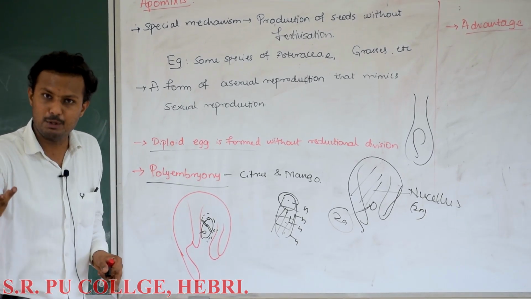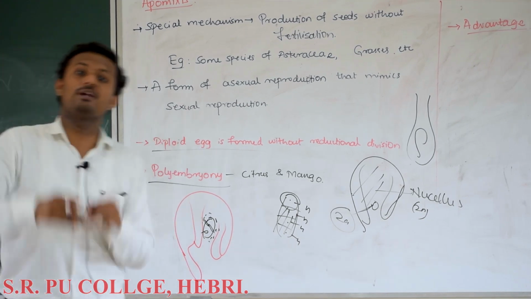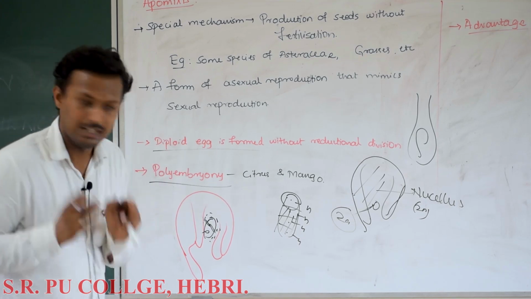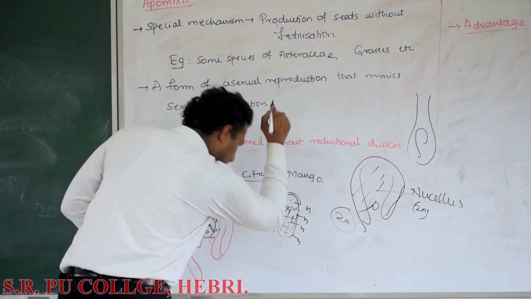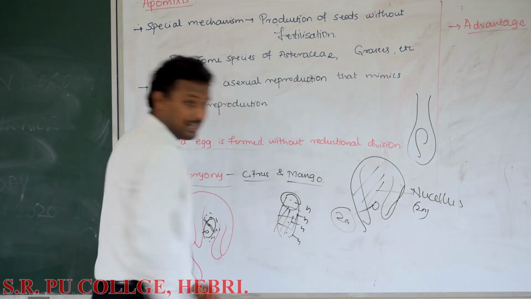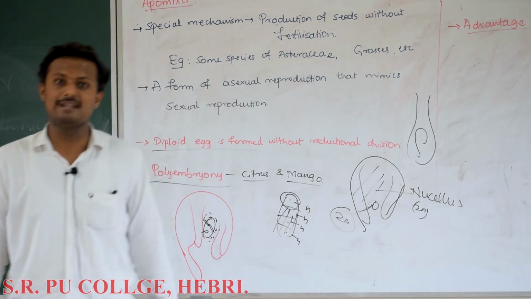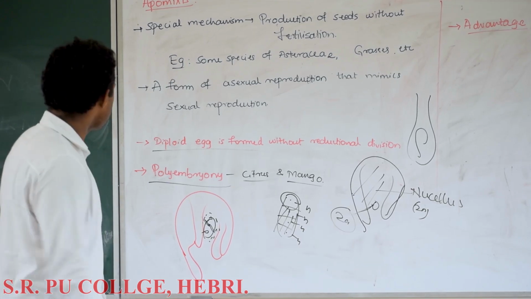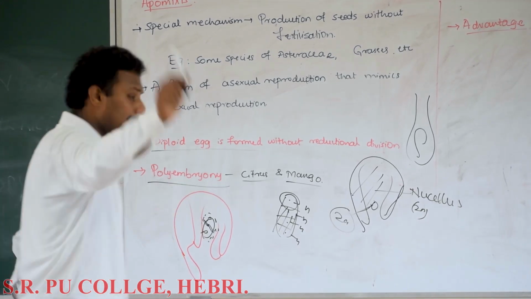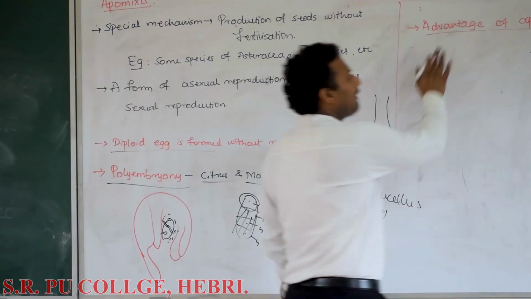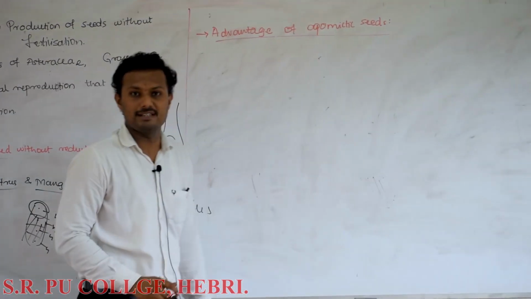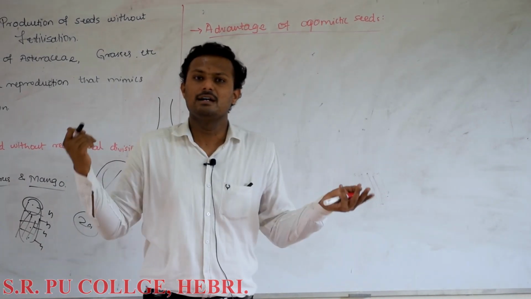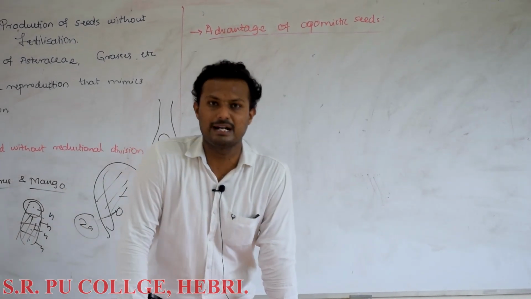Why are multiple embryos produced? It is because of the protuberance of the diploid cells of the nucellus, right? This happens significantly in plants such as citrus and mango, Mangifera indica and Citrus medica. These species can be considered examples of polyembryony. There is one very important advantage of the production of apomictic seeds. I told you, apomixis is a natural mechanism in some plants like this.